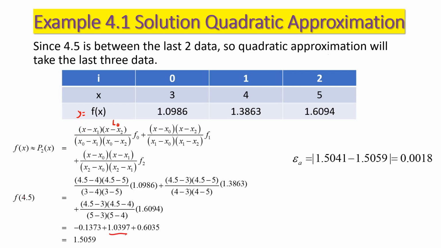X is 4.5 because you want to estimate F(4.5). Then you plug in all the corresponding values x0, x1, x2 and f0, f1, f2 into the quadratic Lagrange interpolation formula. You calculate as usual and you will get this answer. Now I'm going to show how you can calculate this quickly and accurately using the shortcut.